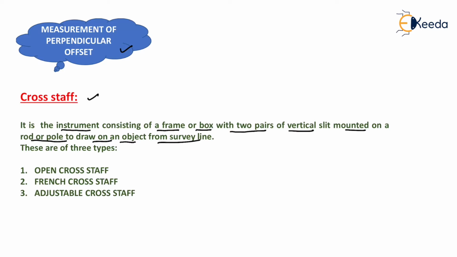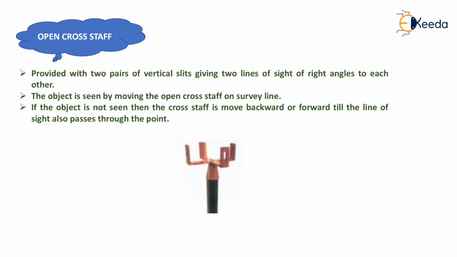Now, it is generally of three types. First one is open cross staff, next one is French cross staff, and the last one is adjustable cross staff. Now, we will see the first type of cross staff, that is open cross staff. Now, open cross staff is shown like this, having two pairs of vertical slit, that is one pair like this and another pair like this. Now, in one pair there will be one eyepiece and there will be one objective.